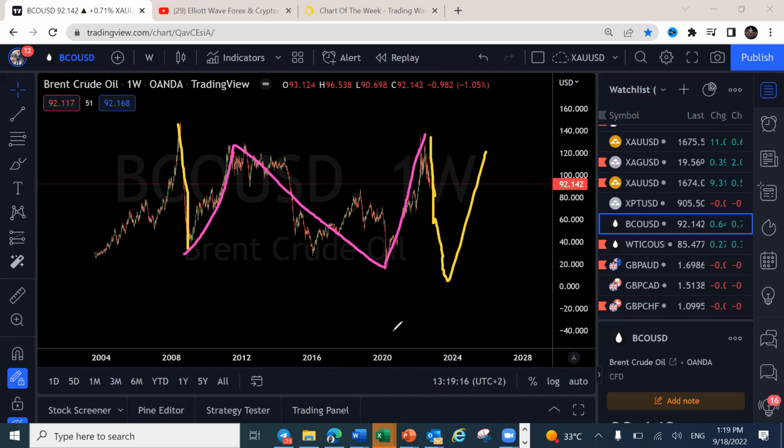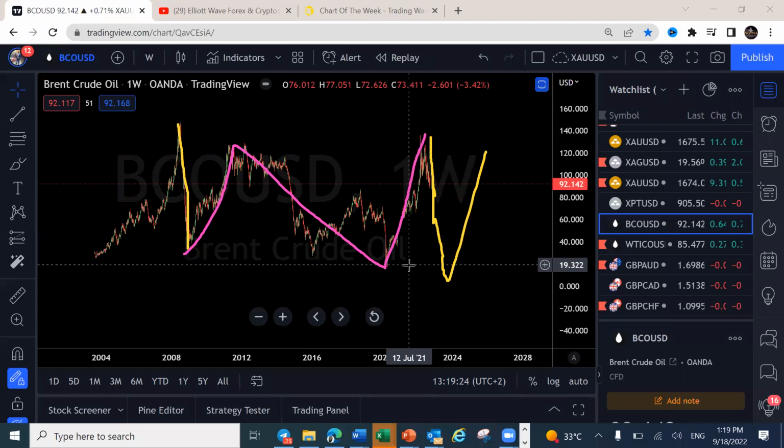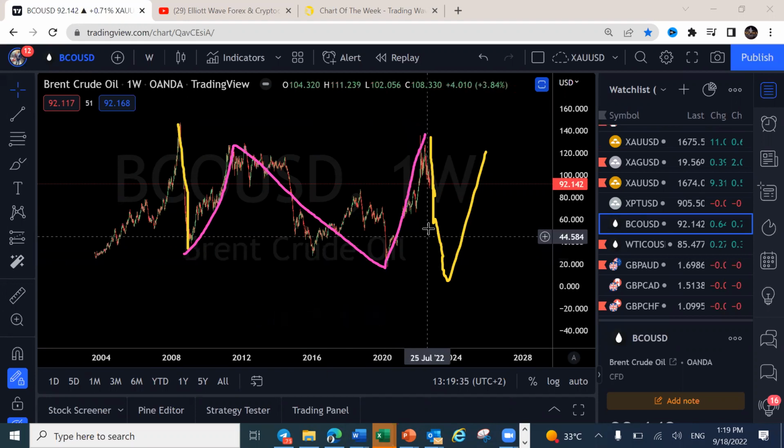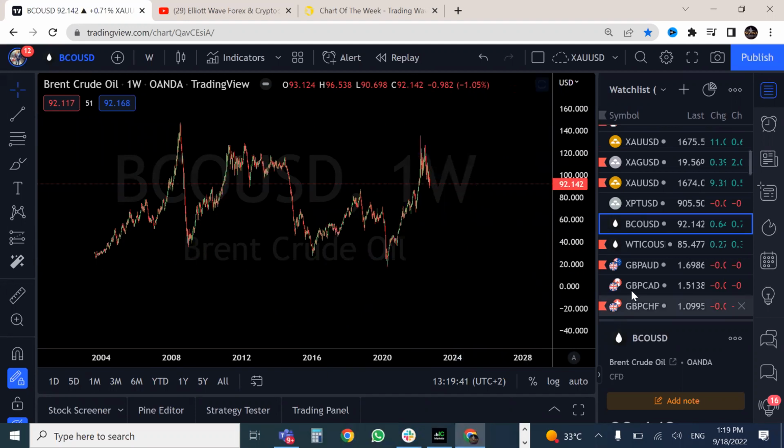Look at that. There is that possibility that oil can visit these previous lows from 2020. If you remember 2020, we went to about 19. We visited $19 per barrel on oil. So that is a possibility on oil, so keep an eye on that. We'll check this out in a couple of months. Let's see how that will play out.